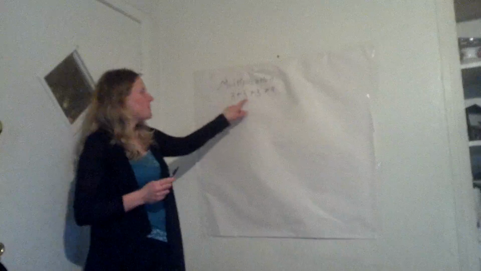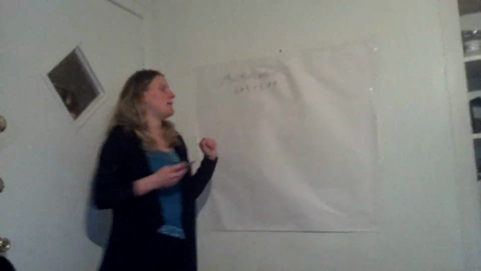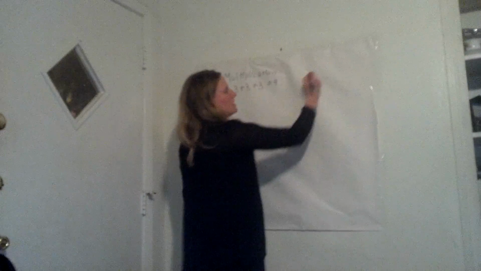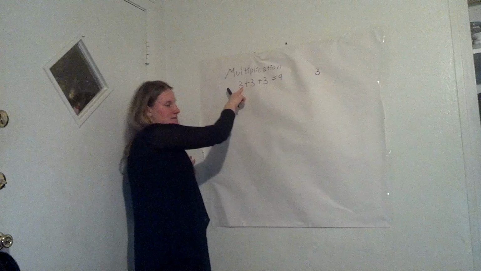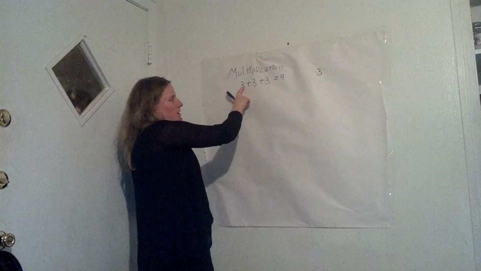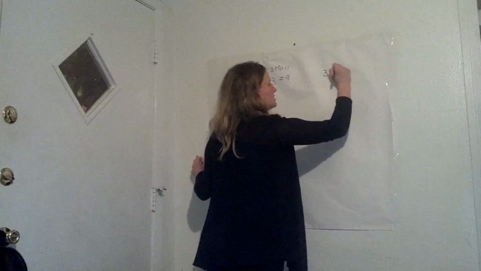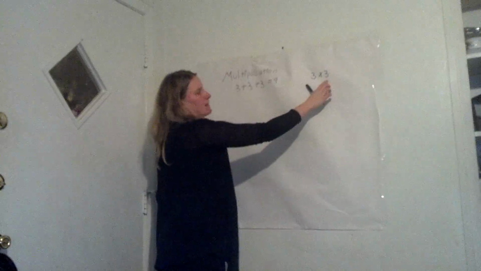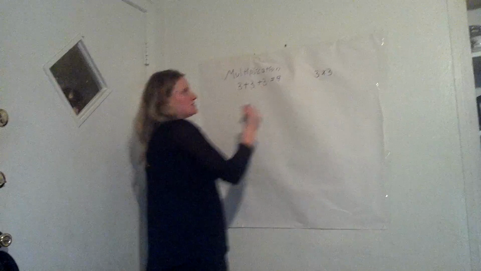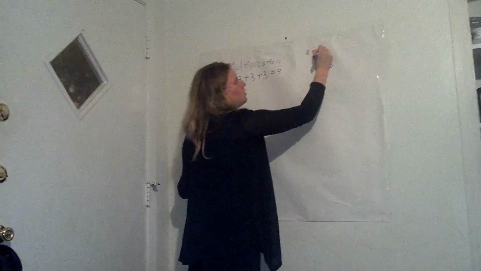So let's say we want to take the same problem, but instead of having it be an addition problem, we're going to make it into a multiplication problem. So we're going to say 3. That's the number we're starting with, and we have 1, 2, 3 threes. So the multiplication problem for this would be 3 times 3. Now, if you notice, I made a little x. X means to multiply.